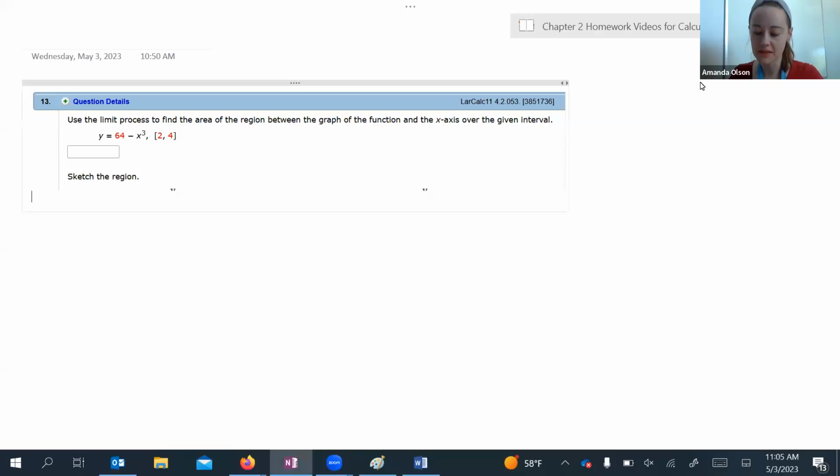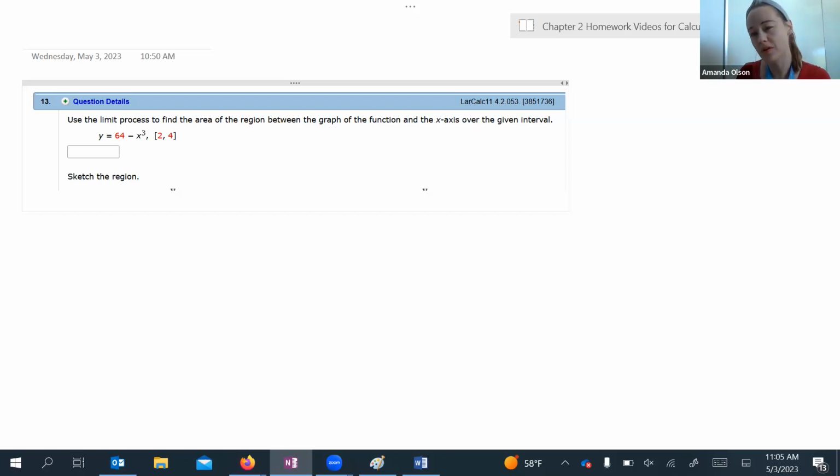Hi, this is a Calculus 1 problem. We are looking at problem number 13 from the 4.2 section homework. This problem asks us to use the limit process to find the area of the region between the graph of the function and the x-axis over the interval.